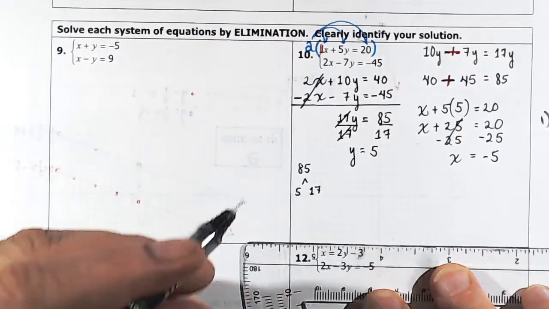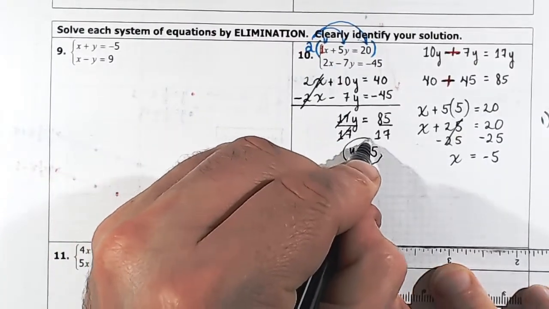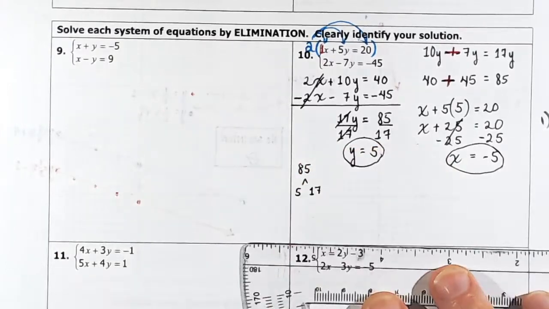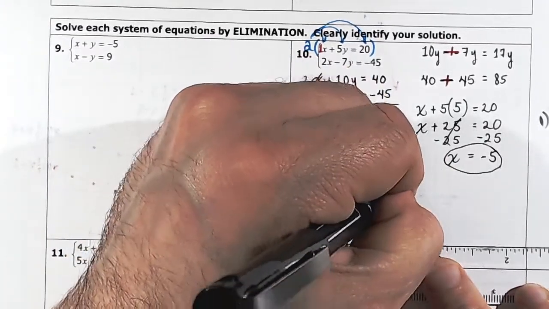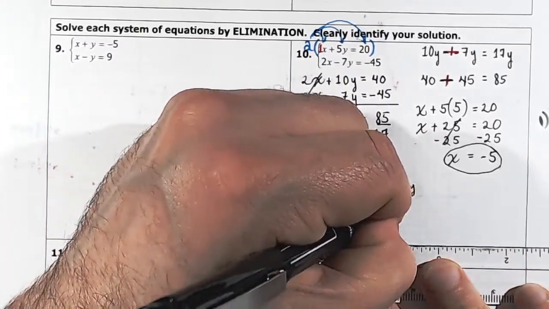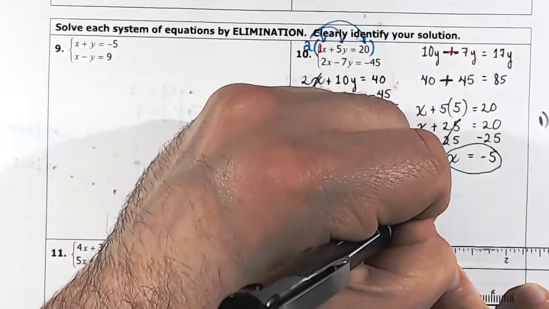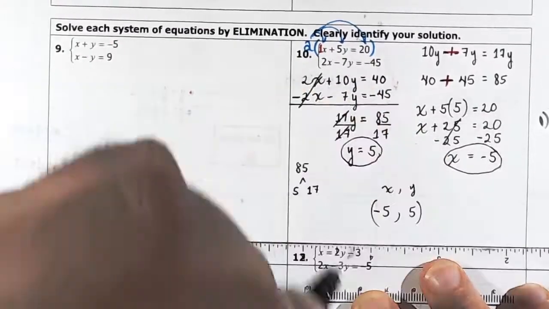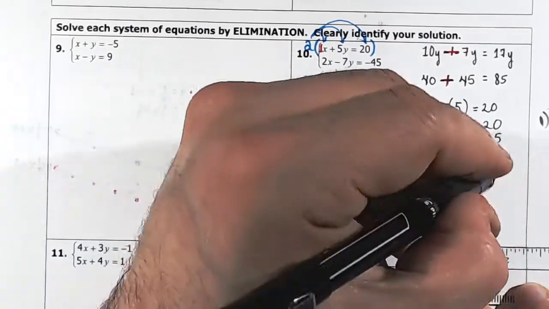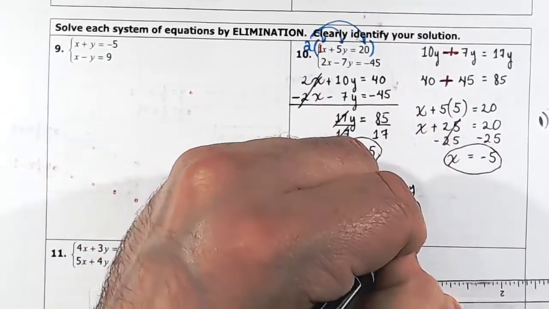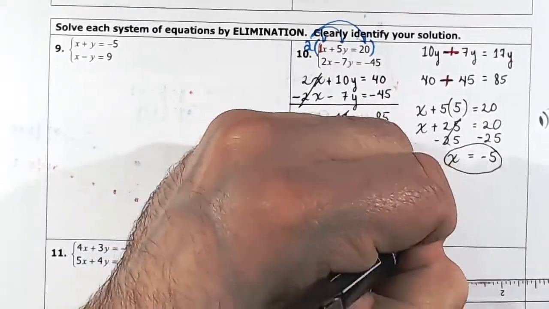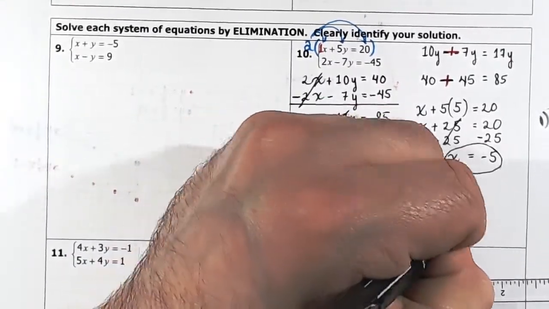Okay, so now I have y equals 5, and I have x equals negative 5. So the solution to my system, x comma y, is negative 5 comma 5. Quick little test. What quadrant is this in? All right, this is in quadrant 2, or top left.